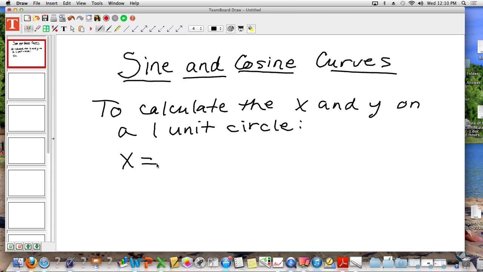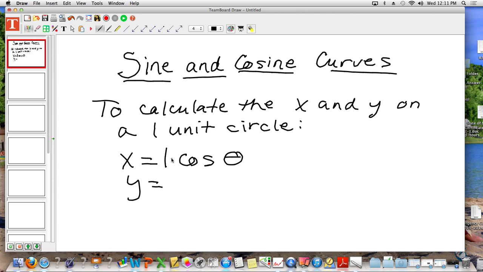What do you do to find the x and to find the y? What do you do to find the x value if you are on the 1 unit circle? You take the cosine of whatever the angle is. So we say it is the cosine of theta. What technically is in front of the cosine of theta? 1. There's a 1 in front of it. Why is there a 1 in front of it? It is a 1 unit circle.